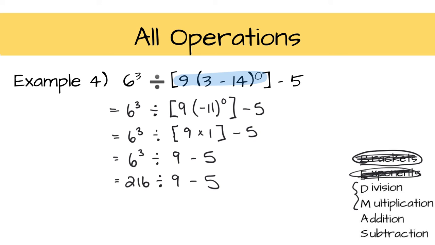Next, we're looking for division and multiplication, and we have division first here. So 216 divided by 9 is equal to 24 minus 5, so that's taking care of division and multiplication. And addition and subtraction last. We'll subtract, which is going to leave us with an answer or standard value of 4, and that takes care of addition and subtraction.